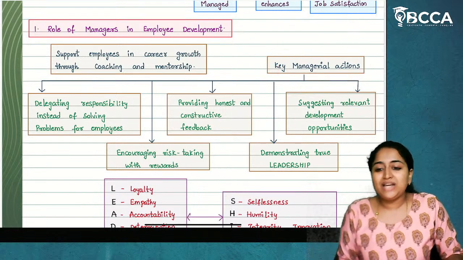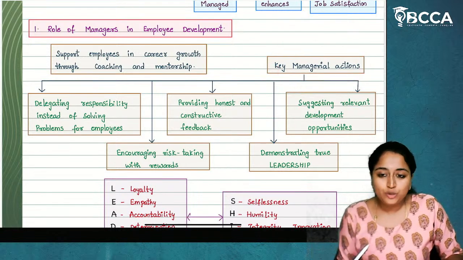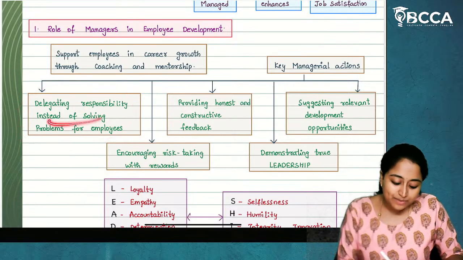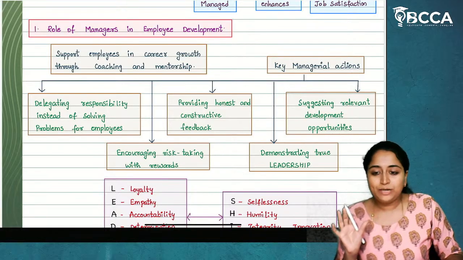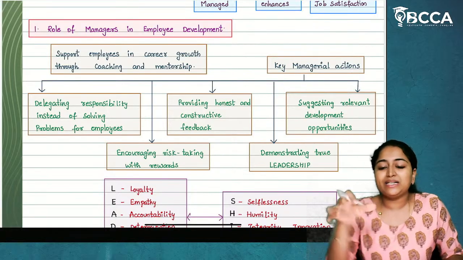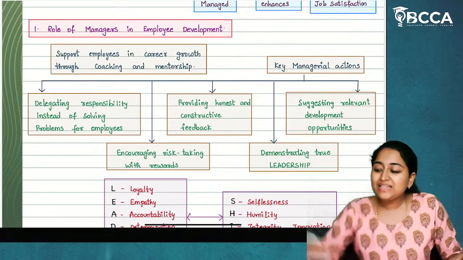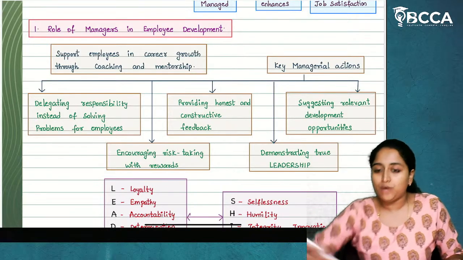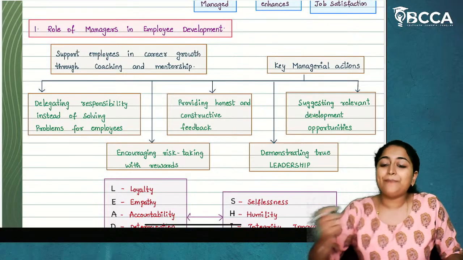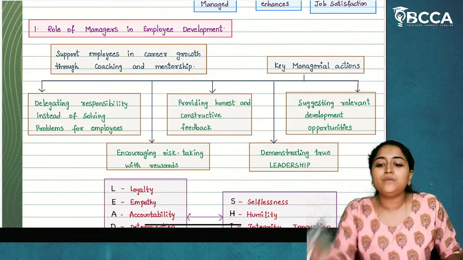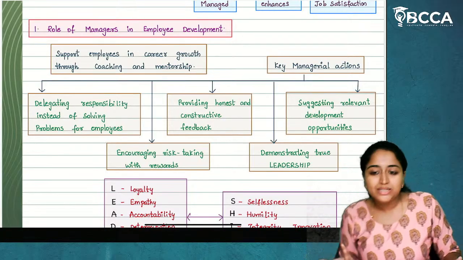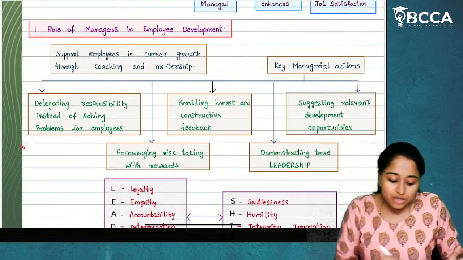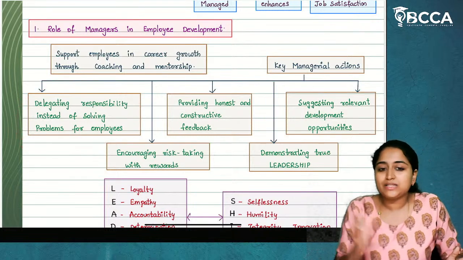And key managerial actions. What actions do they have to take to improve employee performance? First is delegate the responsibility instead of solving the problem. If employees come in saying they are not understanding something, rather than taking their work and doing it yourself and saying, okay, work is completed, go and relax, no. You have to make employees understand what the work is and how it should be done. Only then will they try to learn that work. If you are only doing their work, then how will they do? Isn't it? So delegating responsibilities rather than solving the problem.